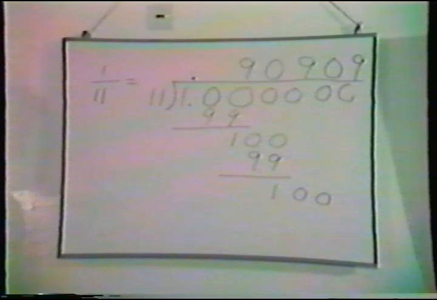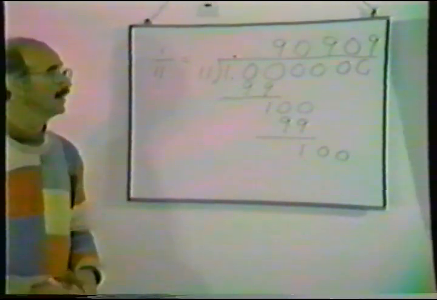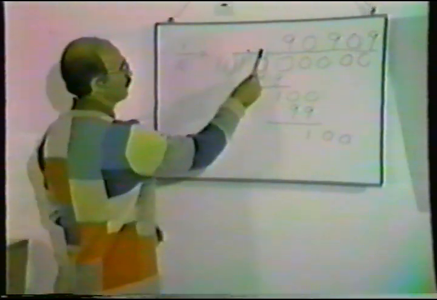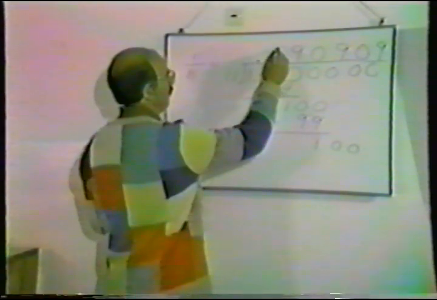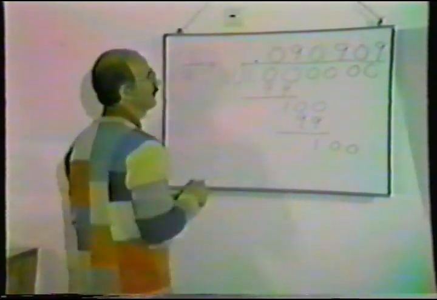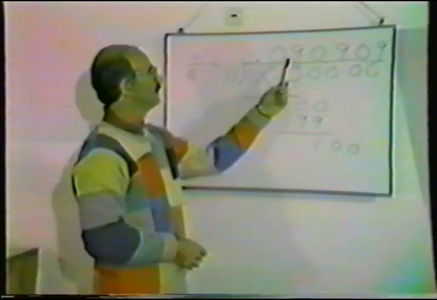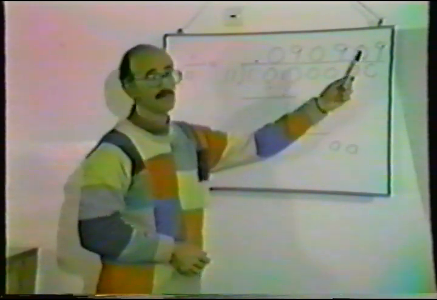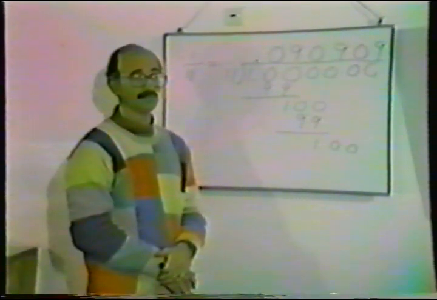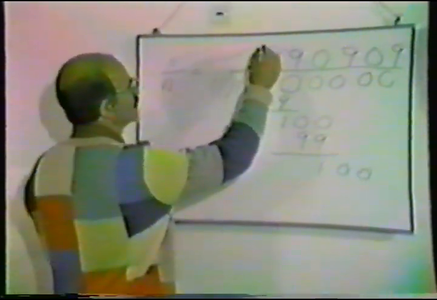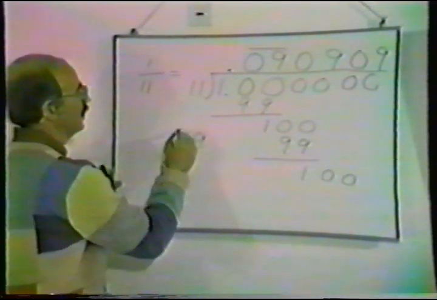Now we have to be careful. There's something I forgot to do. What should be in this place right here? A 0, and that's very important. Now we have to ask ourselves what's repeating. 0, 9, 0, 9, 0, 9, 0, 9. What numbers are repeating? 0, 9. The way to write the answer is 0.09 repeating.